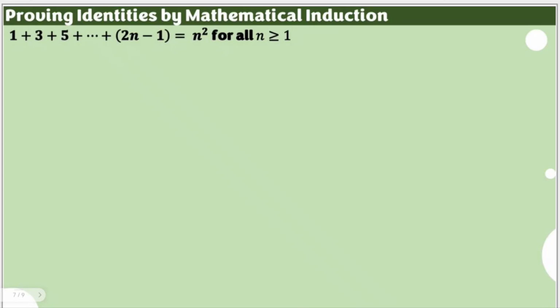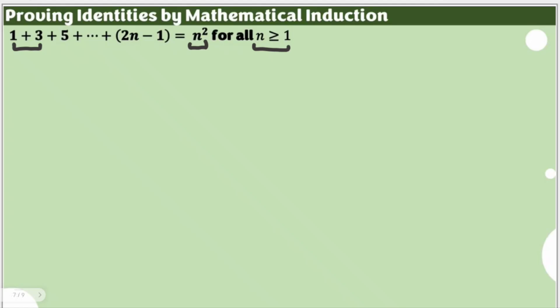We are going to use mathematical induction in showing that this given expression is an identity, or the equality is true for all n greater than or equal to 1. For those who don't know, this identity is actually telling us that if you add consecutive odd numbers starting from 1, you will have an expression which is a perfect square.